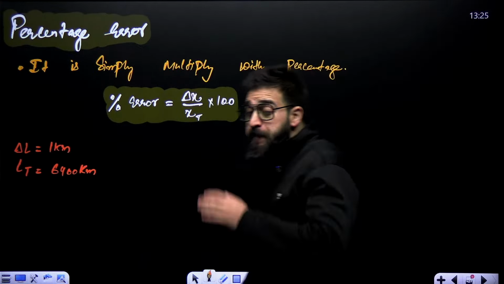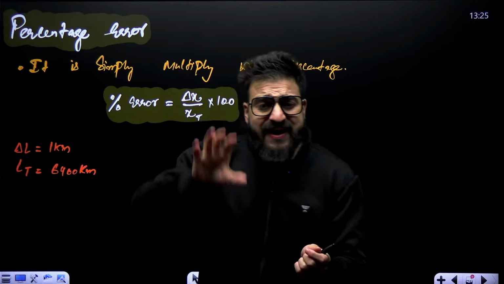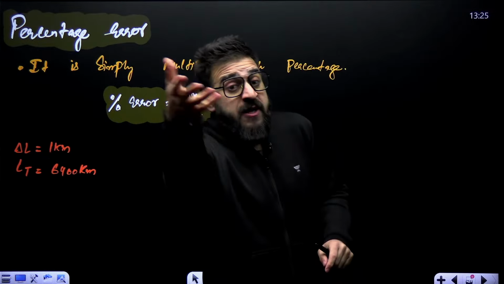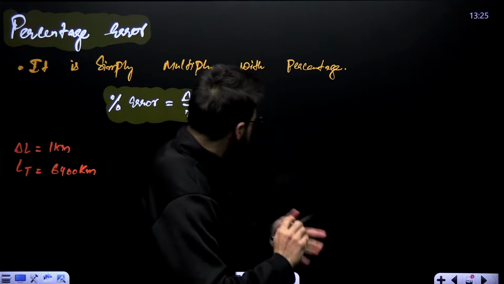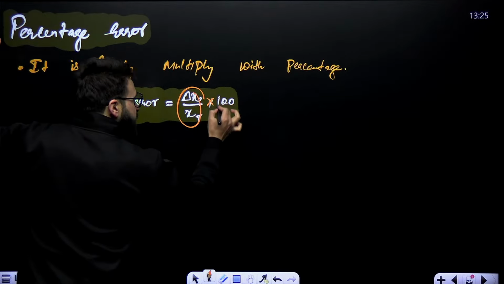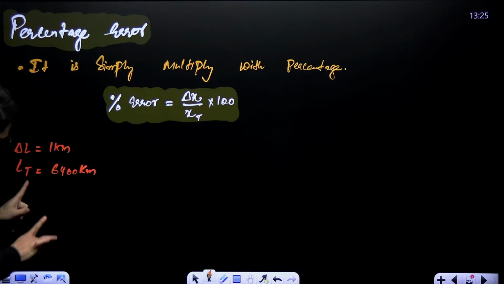Then comes the percentage error. Percentage error is simply finding the relative error in percentage. Sir, if I say 20% error is there, that is called the percentage error. Simply, whatever is the formula of relative error, multiply it with 100, it will give you the percentage error.